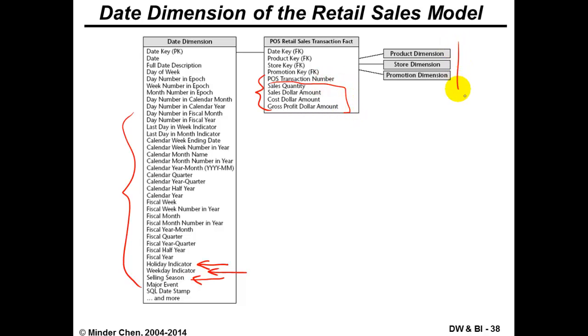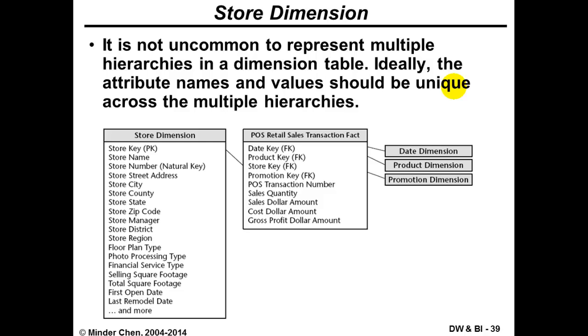There are other dimensions, for instance, the store dimension. Okay, we've got something similar to our grocery example. We've got some basic store information. And once again, for state, county, city, that's a hierarchy. Maybe the region and district are part of the hierarchy, but we need to study to find out what they mean.